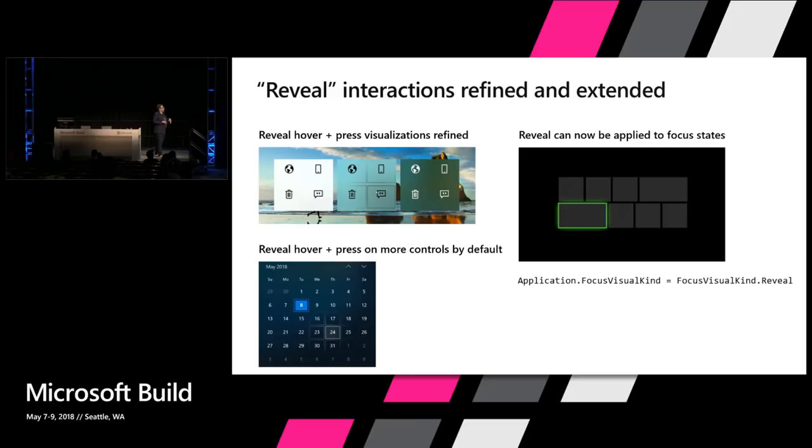And we've also brought Reveal to focus states, and so there's something called Reveal Focus, which you can actively turn on. You just go to your application, set FocusVisualKind equals FocusVisualKind.Reveal, and that'll give you this glowing focus state that, if you've used an Xbox, so if you bring your app to Xbox, you definitely want to use this Reveal style.